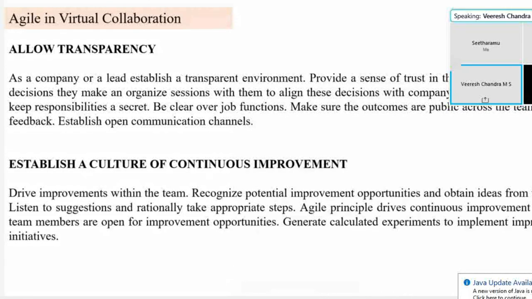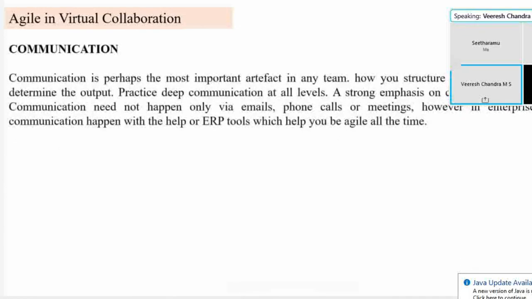The next vital thing is to establish a culture of continuous improvement. The team lead or the person responsible should always drive improvements within the team. He should recognize potential improvement opportunities and obtain ideas from each member of the team. He should listen to the suggestions rationally and take appropriate steps. Communication, as I told you, is very important in any kind of industry. When communication is very good, automatically the solution for the problem will also be given perfectly. Communication could be via emails, phone calls, meetings, or, in a very large enterprise, certain ERP tools which give you complete information about resource planning or anything like that. We have different tools in order to communicate.